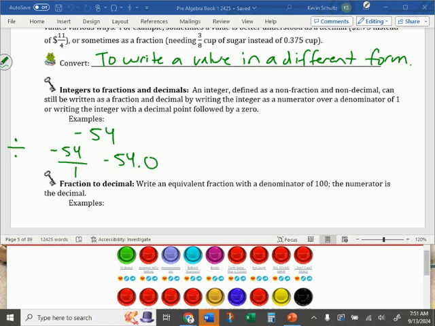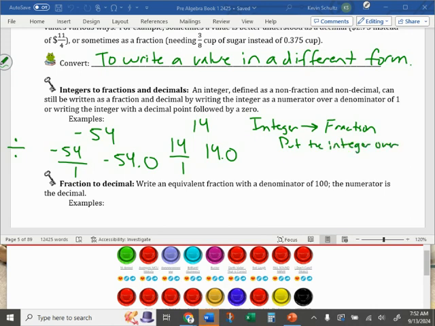Give me another integer. This time make it positive. 14! How would you write 14 as a decimal? 14.0. Good. As a fraction? 14 over 1. Okay? So, to go from an integer to a fraction, our strategy is put the integer over 1.